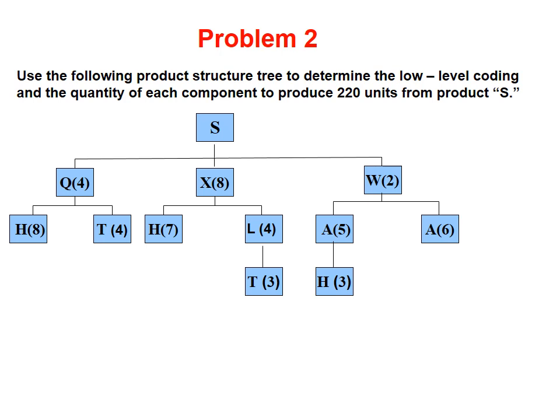Problem 2. Use the following product structure tree to determine the low-level coding and the quantity of each component to produce 2,200 units of product S. To produce 1 of product S, we need 2 of W, 8 of X, and 4 of Q. To produce 1 of W, we need 6 of A. Other branches also need 5 of A, 3 of H to produce 1 of A, and so on for the other parts to produce the product S.